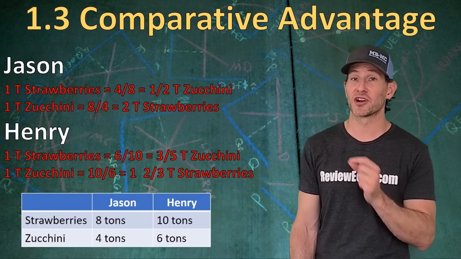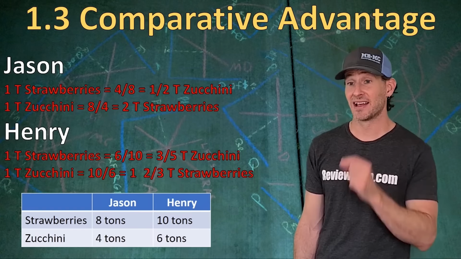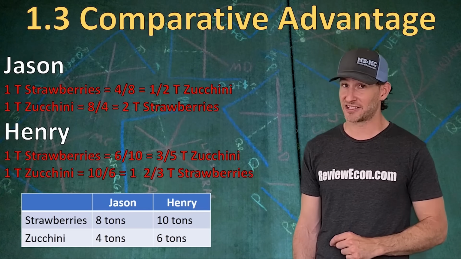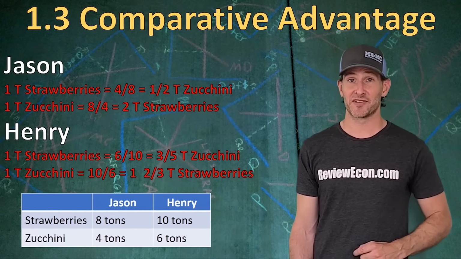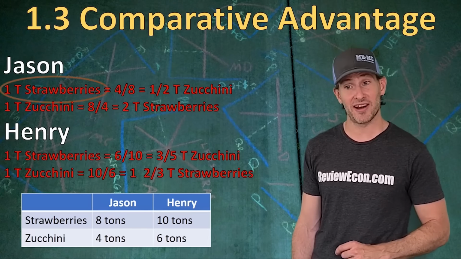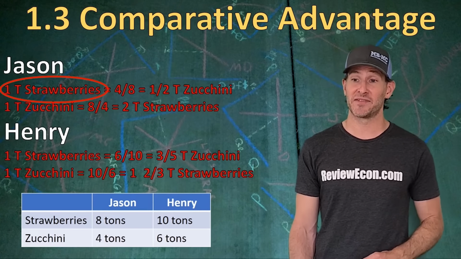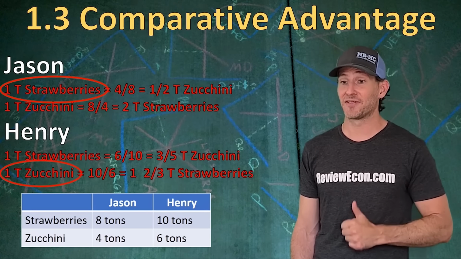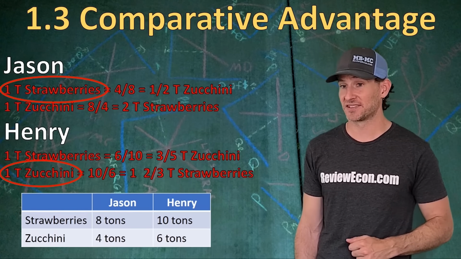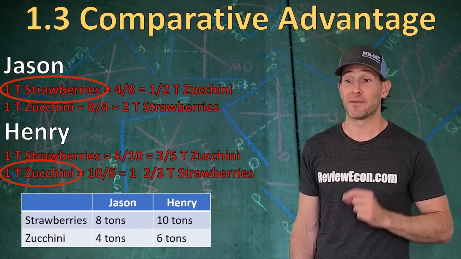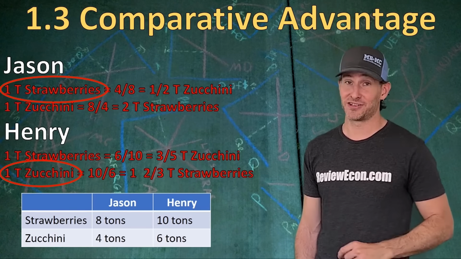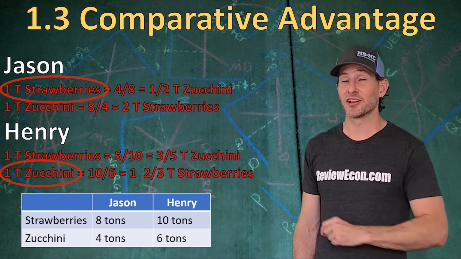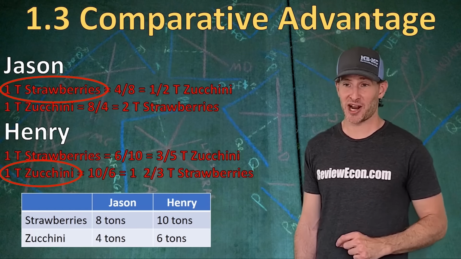Just like before, we're going to circle the goods of the lower opportunity costs, and then we will see who has the comparative advantage. Jason has the comparative advantage for strawberries, and Henry has the comparative advantage for zucchini. Because 1/2 is lower than 3/5, and 2 is greater than 1 2/3. So we circled the lower opportunity costs, and that's our comparative advantages.